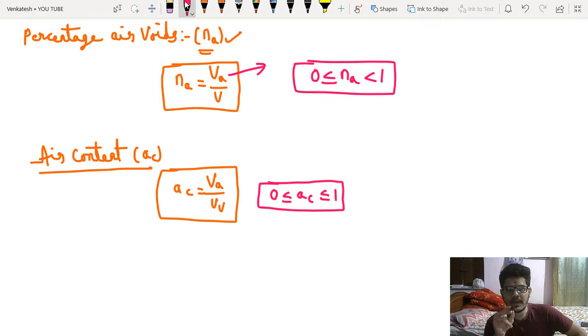So in dry condition, what will happen? Only air will be present, so numerator and denominator will be equal to 1. In saturated condition, the numerator will be equal to 0 because air voids will not be there. So that is why air content minimum limit is equal to 0, maximum limit is equal to 1. It lies between 0 to 1, including 0 and 1. So that is what about air content.